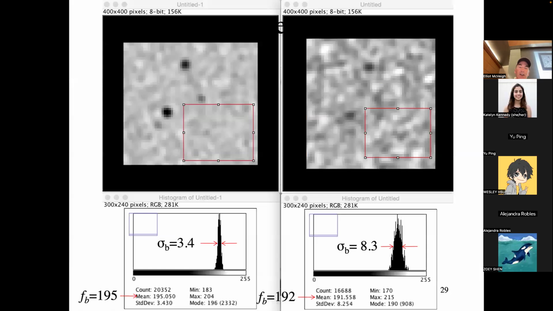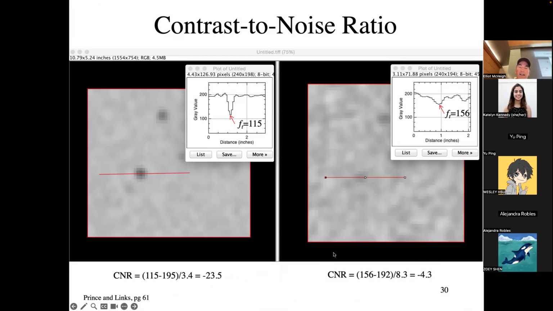That's correct. If we go back here, it was the standard deviation of this Gaussian that was fit to the noise background distribution. And this 8.3 came from this one here. Great question. So that's the standard deviation there. I should put the formula here so that it's more obvious. I'll do that next year.